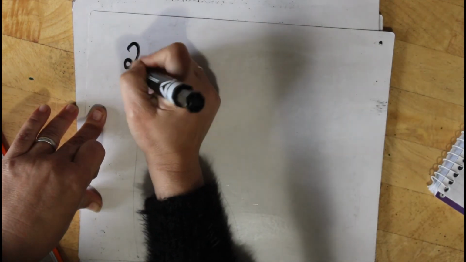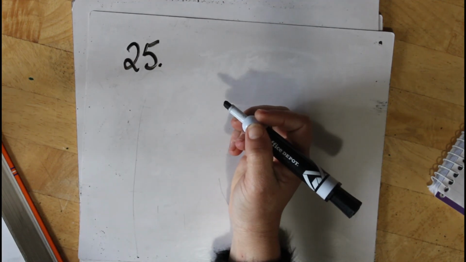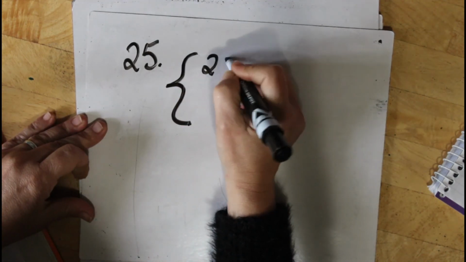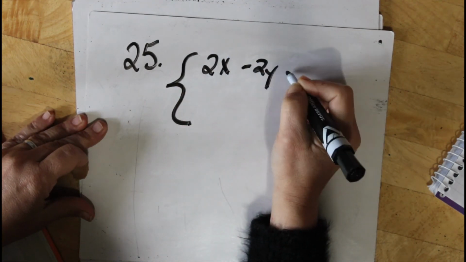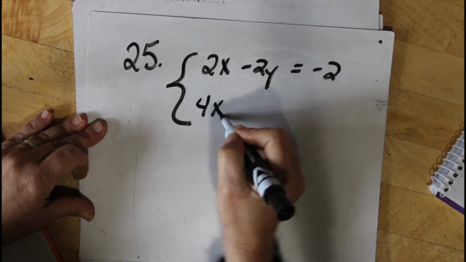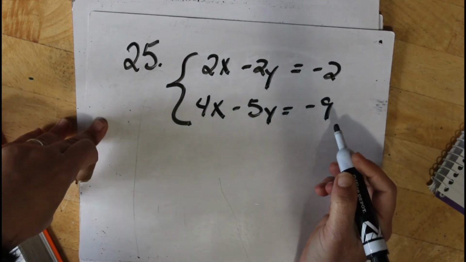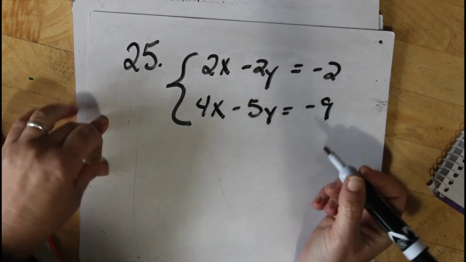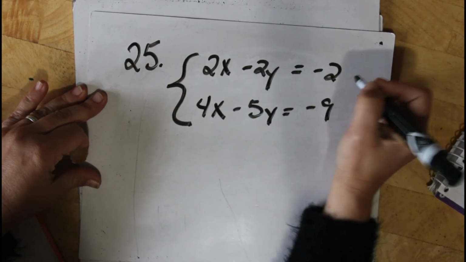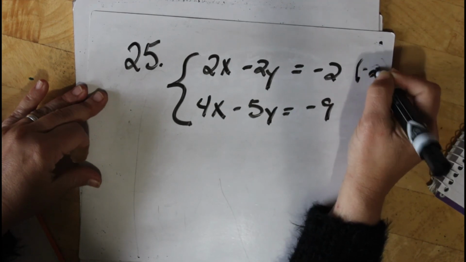25 is another system of equations. 2x minus 2y equals negative 2, and 4x minus 5y equals negative 9. And it says use elimination to solve. So that means we got to add these two together. So first we have to make something be opposite of the other. I'm going to multiply this whole thing times negative 2.